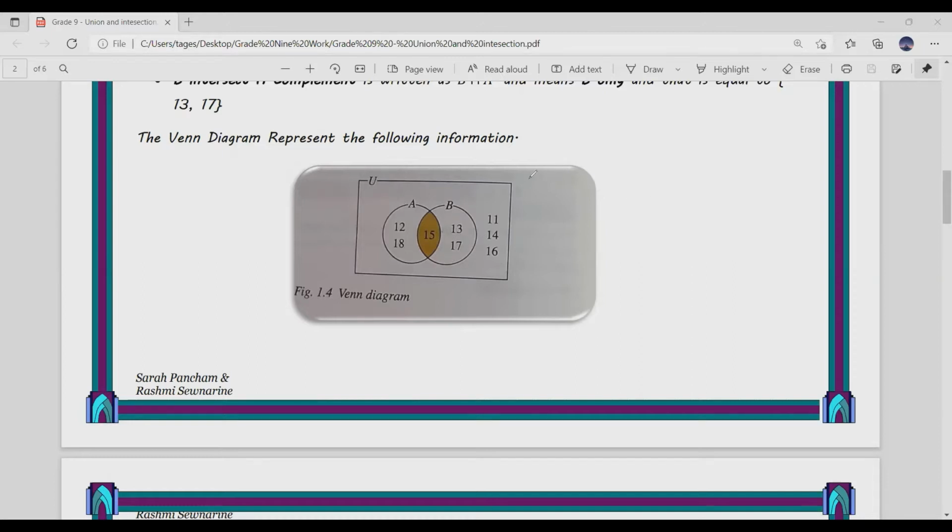Now, if you recall that some of the numbers were not in the set, so the numbers that were not in A, neither were they in B, we place them out here. They are placed in the rectangular box. It's still in the universal set, but it is not in A, neither is it in B. So that's why they come out here. All right, so we're going to move on to another example.